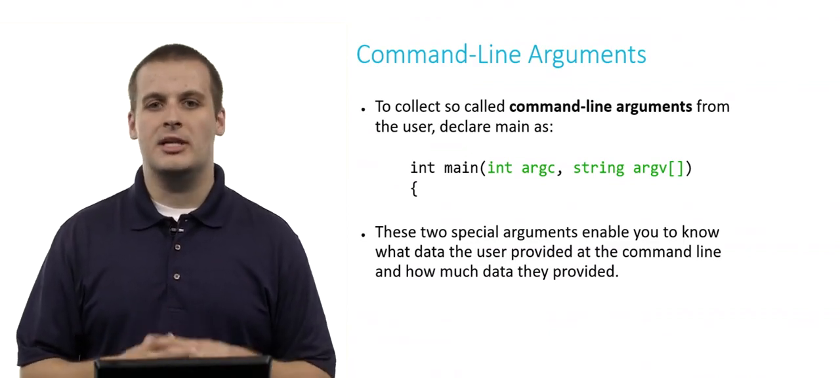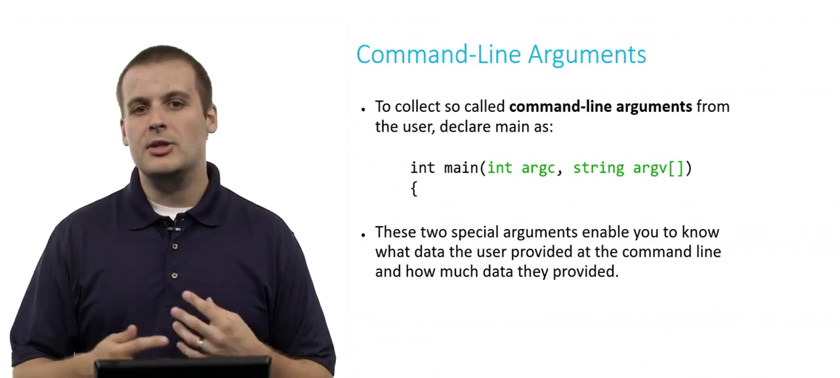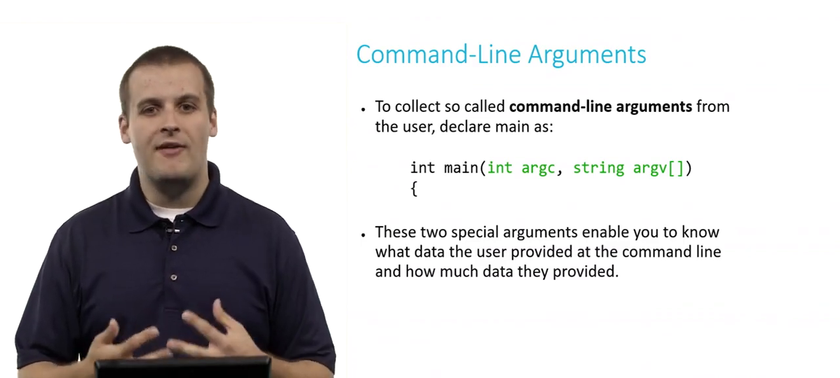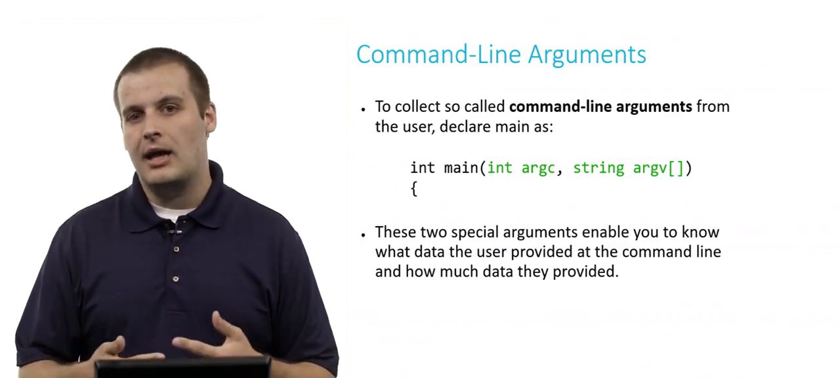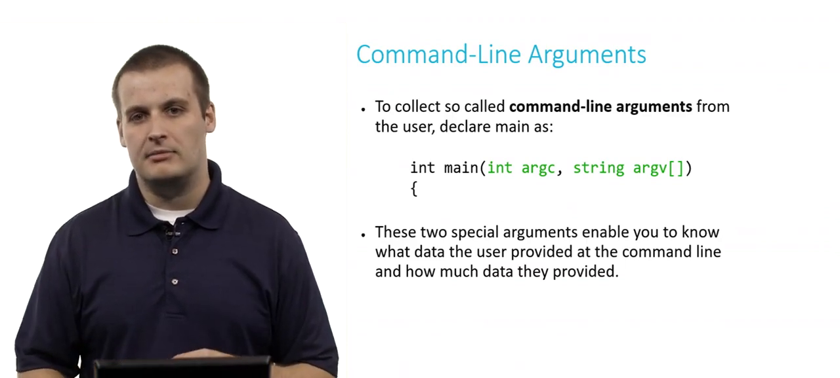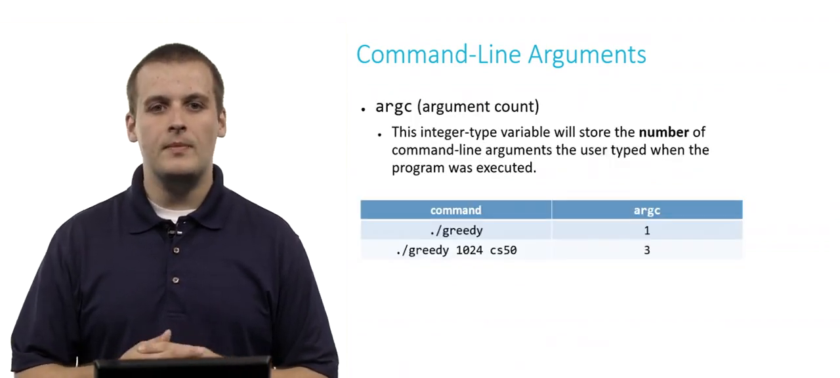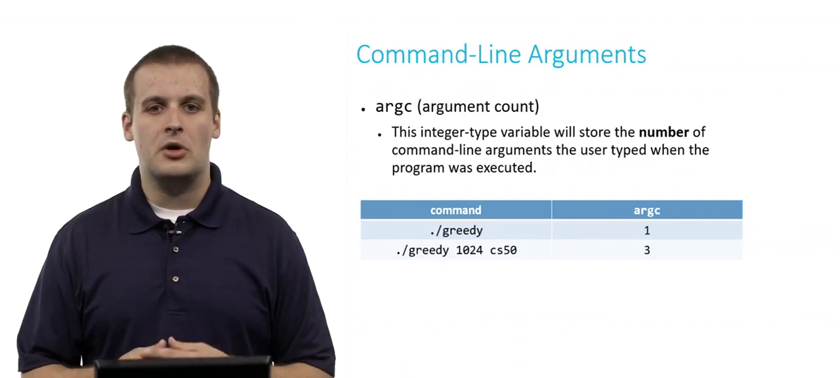And these two arguments, argc and argv, enable you to know what data the user has provided at the command line and how many things they provided at the command line. Pretty useful things to work with. argc stands for argument count. And you should know, by the way, that you could call argc whatever you wanted, and you can call argv whatever you wanted. These are just conventional names that we use for them: argument count, and as we'll see in a second, argument vector, argv. But you don't have to call them argc and argv if you don't want to. But conventionally, that's what we do.